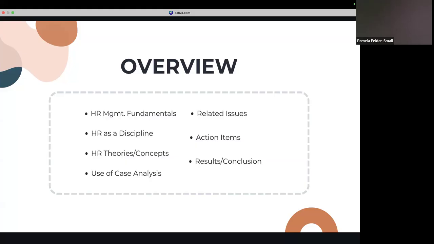Key theories and concepts, the use of case analysis to help us understand the practical applications of those theories and concepts, some related issues that we need to consider, some important action items, and then also results and conclusion.